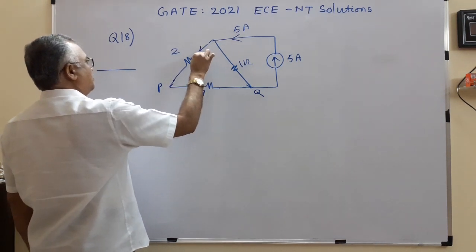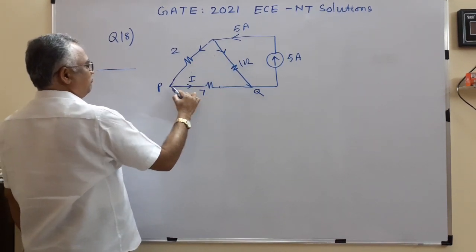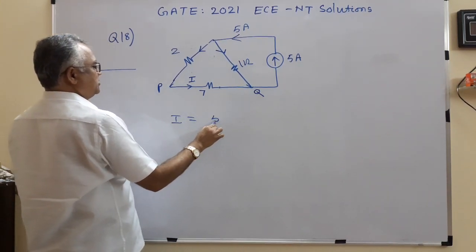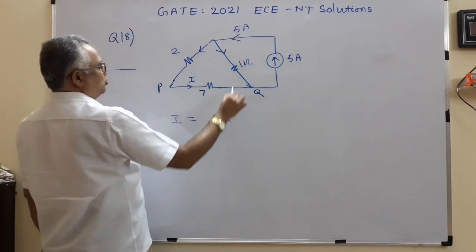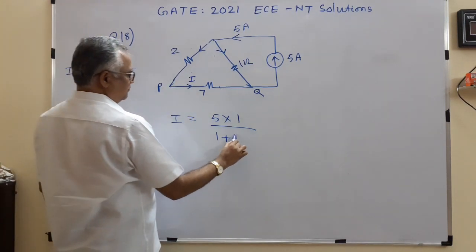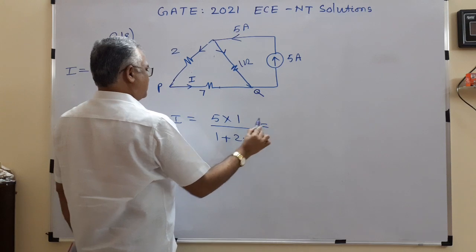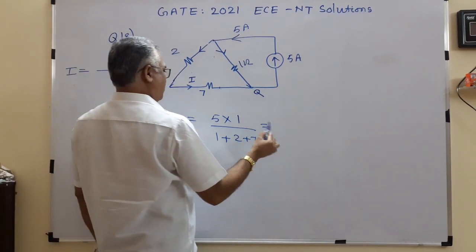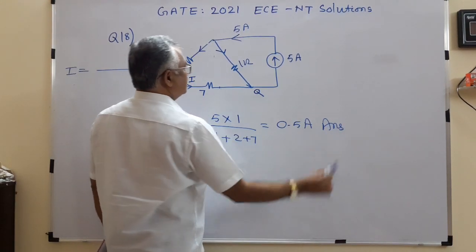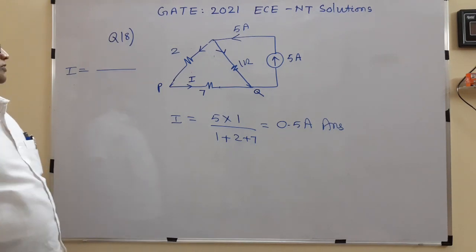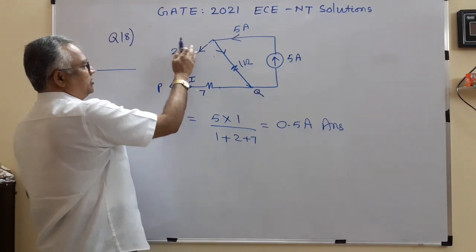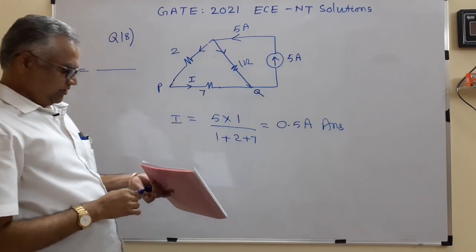This 5 ampere current is dividing. Some current will flow here, some current will flow here. So what is the I value? I is 5 times 1 by 1 plus 2 plus 7, so 5 by 10, which is 0.5 amps. So this is the answer. It is confusing just because of shorting these two endpoints, so redraw carefully, then the rest of the things are very easy.